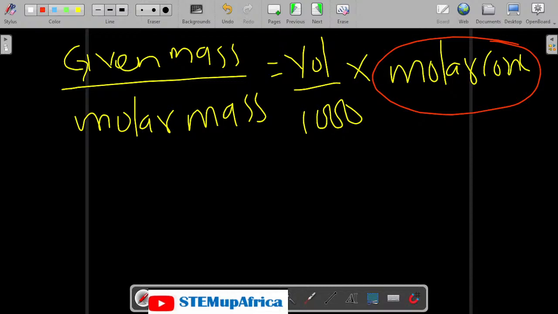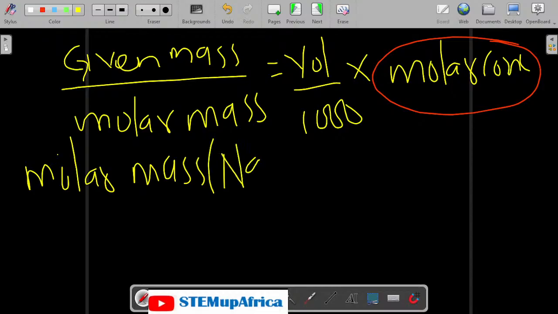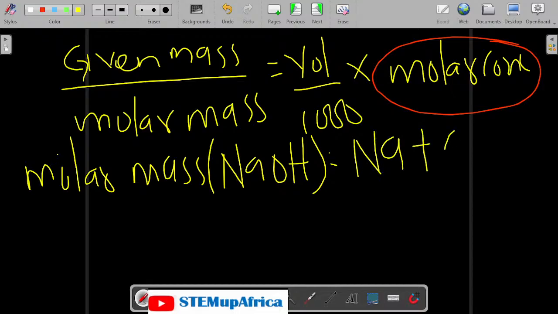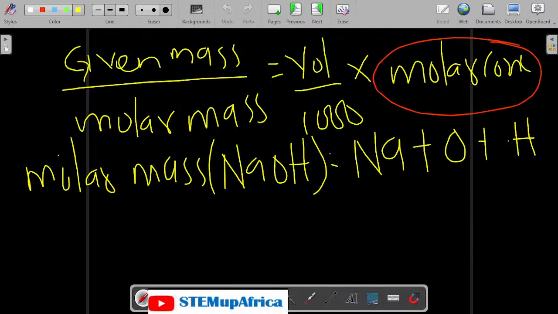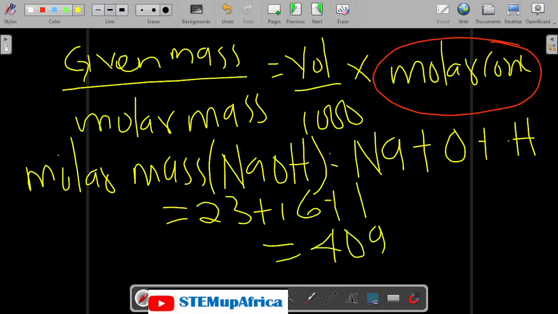So first of all, I get the molar mass of sodium hydroxide. Molar mass of NaOH is Na plus O plus H. Now, if you go back to the question, we are given atomic masses. Sodium is 23, oxygen is 16, hydrogen is 1. So I'm going to use that to calculate the molar mass of sodium hydroxide, which is 23 plus 16 plus 1. That will give us 40 grams per mole.